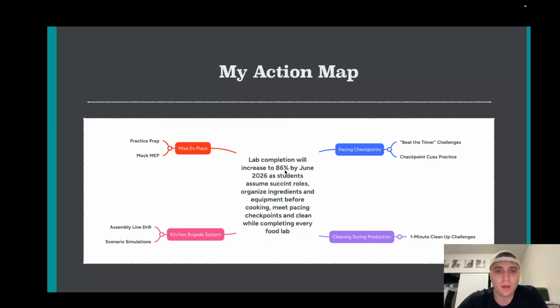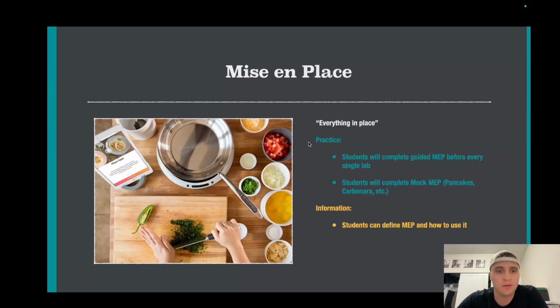So the first action that we are going to talk about is the concept of mise en place. Mise en place is a French term that literally translates to everything in place. I think this picture does a really good job at depicting that. This prevents us from running all over the classroom during lab time and allows the students to actually participate in lab, being that they have everything already set up.